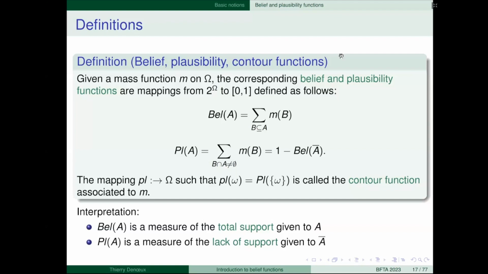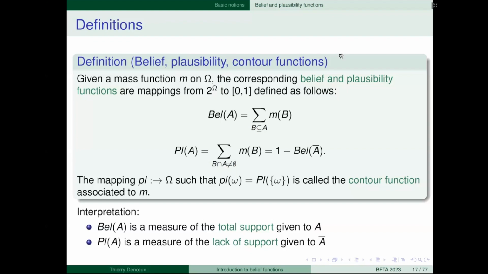So Pl of A is also 1 minus Bel of the complement of A. This notation A bar denotes the complement of A. So the degree of plausibility in A is 1 minus the degree of belief in the complement of A. So that's why Pl of A can also be seen as a measure of the lack of support given by the evidence to the complement of A.